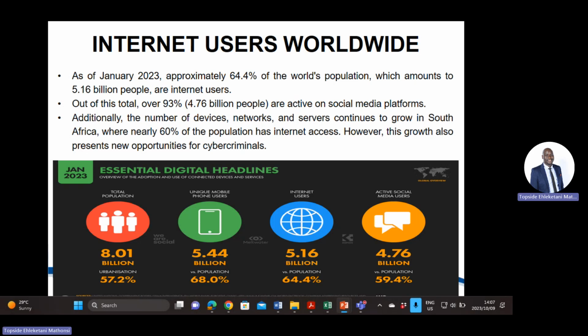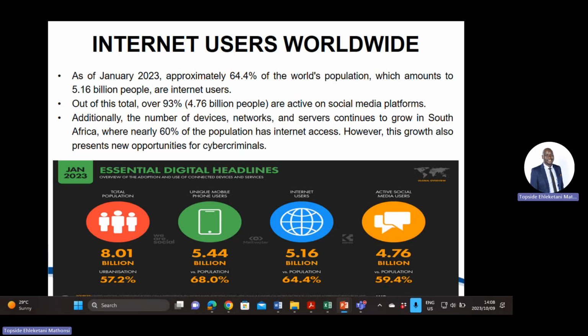Out of that total of 5.16 billion people, over 93%, which amounts to 4.76 billion people, are active on social media platforms. This includes Facebook, Twitter, Instagram, among many others.